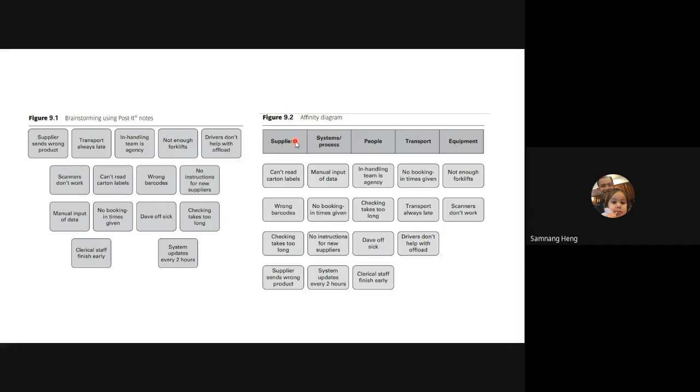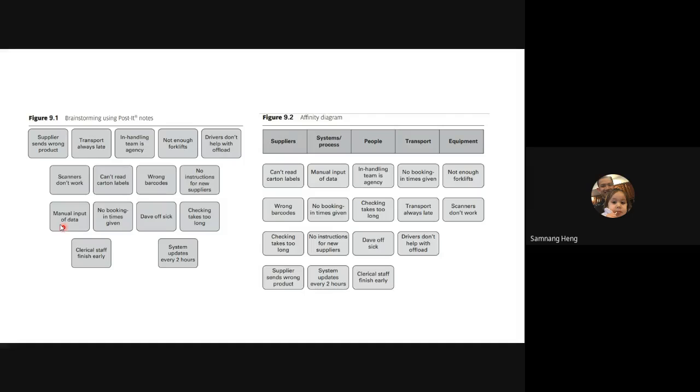You categorize, like put it in the same category, the same type. If you have a problem with the supplier, any problem related to the supplier, you put it in one column. So a problem with the supplier could be that you can't read the carton label, or the label is not good enough, so you cannot read it. The wrong barcode, checking takes too long, the supplier sends the wrong product. So this kind of problem, the affinity diagram, it comes from the post-it note.